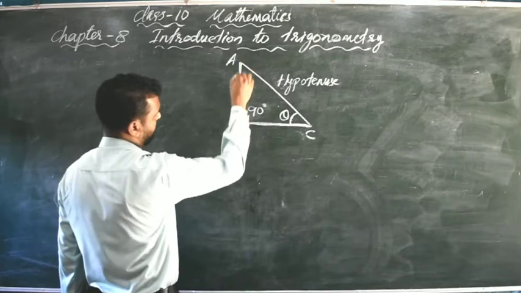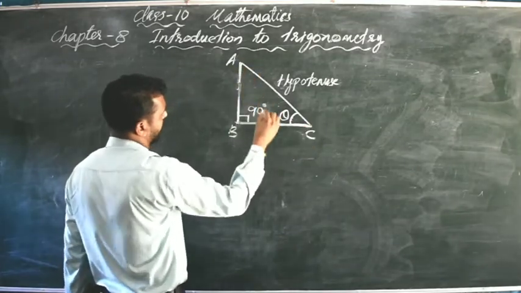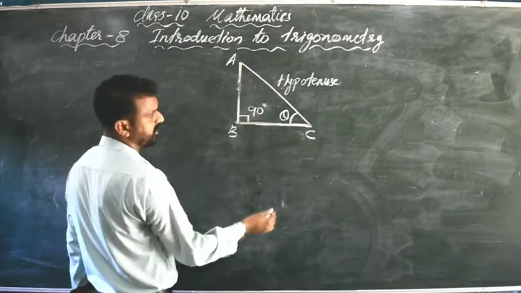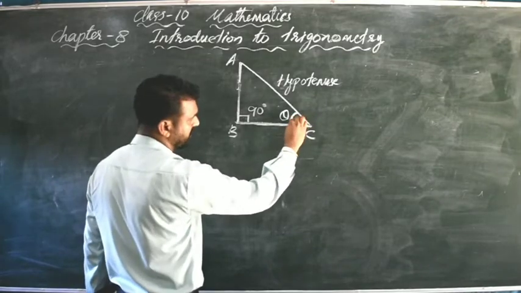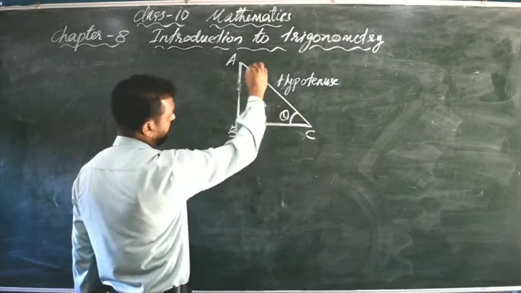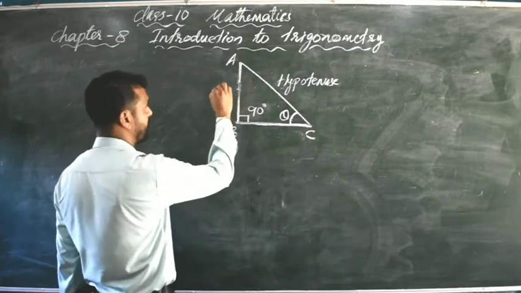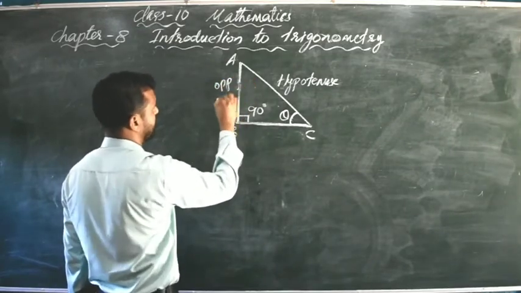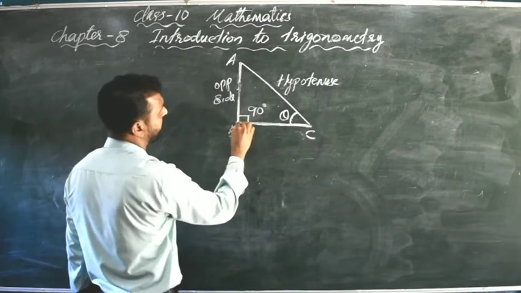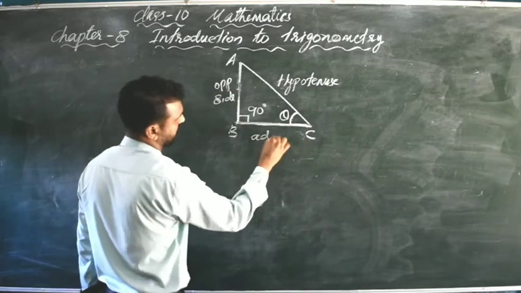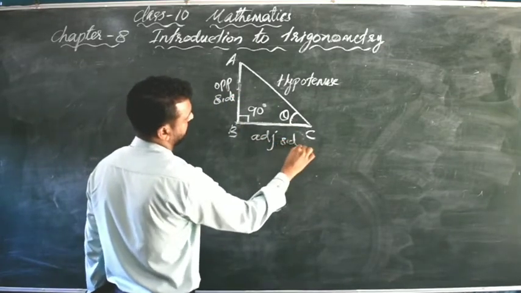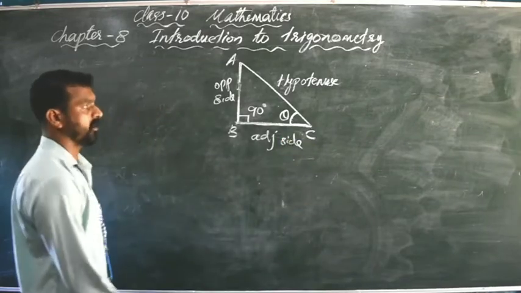here in right triangle ABC, angle B is equal to 90 degrees. Angle C we have considered as theta. Then AC is the hypotenuse. AB is the opposite side. BC is the adjacent side.